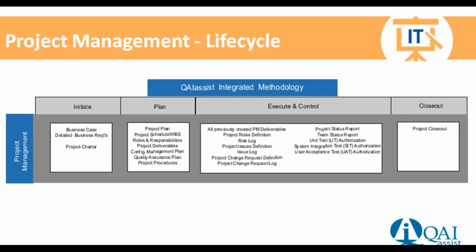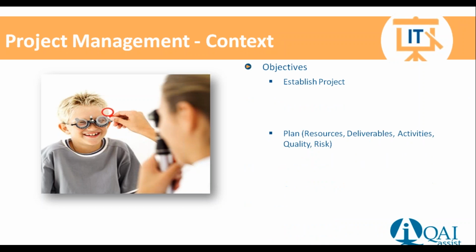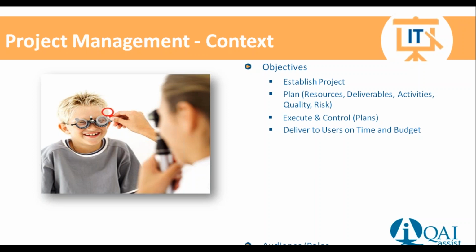And when we're talking about a project, what we're trying to do with this lifecycle is establish the project. We're going to plan the project, be it the resources, the deliverables, the activities, the quality, and the risks associated with it. We're going to execute and control the project and the project plans and schedules. And we're going to deliver the project to the users on time and within budget. So these are the objectives of the project management lifecycle for a project.